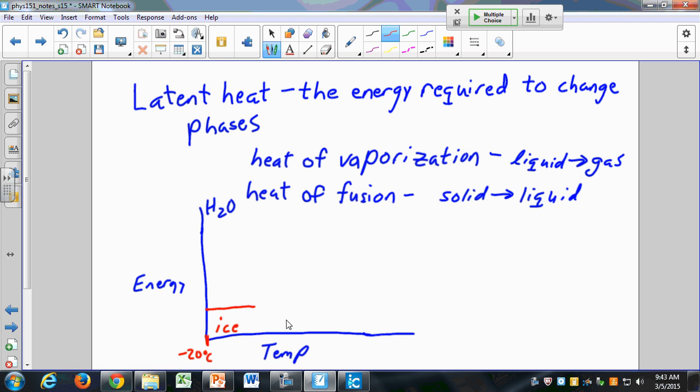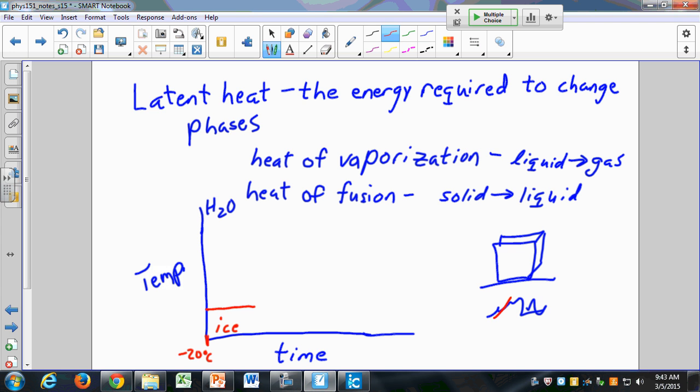Actually, let me redraw this a little bit. I'm going to draw this not as temperature, but as time. All right, so what this represents then is that for a certain amount of time, I put energy into this ice, and then, sorry guys, I'm going to change this y-axis too. I'm going to put this as temperature. So I can imagine this being a block of ice sitting on a fire. And as time goes, I'm gradually putting energy into that ice. You follow what I'm saying? No, right. Can I rewind 20 seconds?